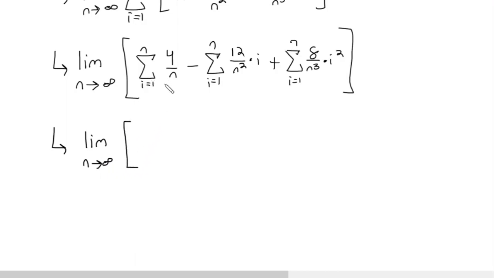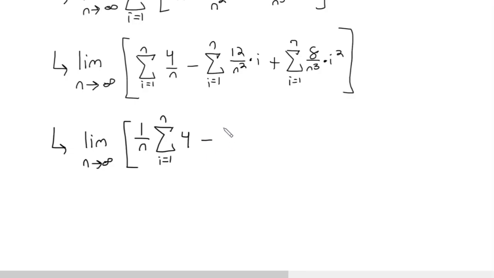And I can bring this 1 over n out. You can bring your n terms out, but you leave the i's inside because our index is i. We're working with i's as our index. So you're going to leave the i's inside, and you can take the n's out. But here, there was no i in there. We only had a 1 over n or 4 over n. So this 4 is just going to stay there.